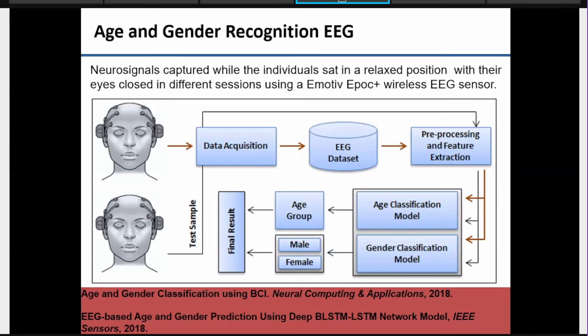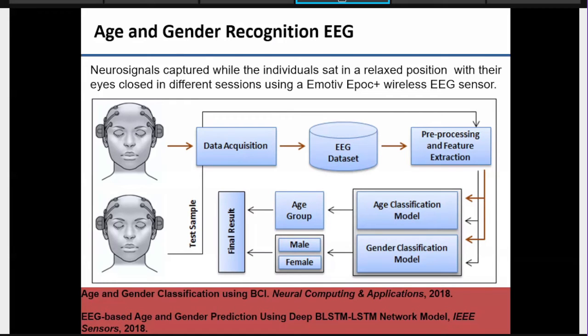So is it okay till now? Any doubts? Any doubts till now? So we have covered EEG acquisition. Now we have also discussed the EEG based machine learning paradigm. Now we'll show some applications.